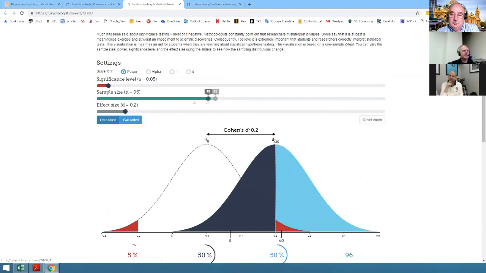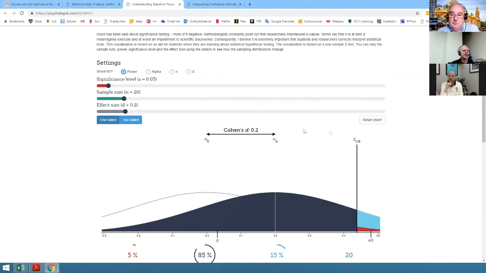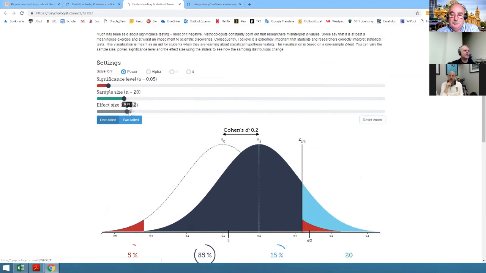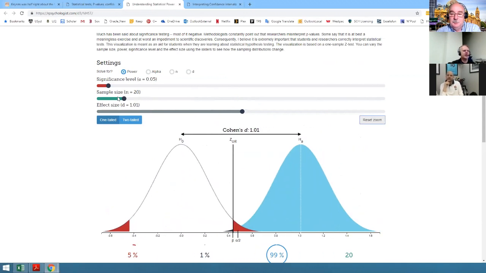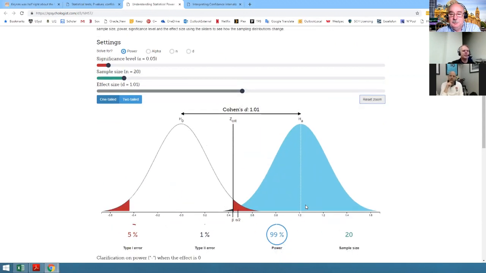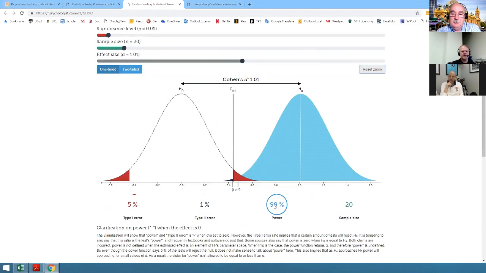But if it turns out that your effect size is big, so we'll drop back down now to 20, and let's say we have something that's actually got a really big effect. So we're going to see one standard deviation difference from time A to time B. Even though we've only got 20, now we've got power of 99%. So it's both the sample size and it's the size of the difference.